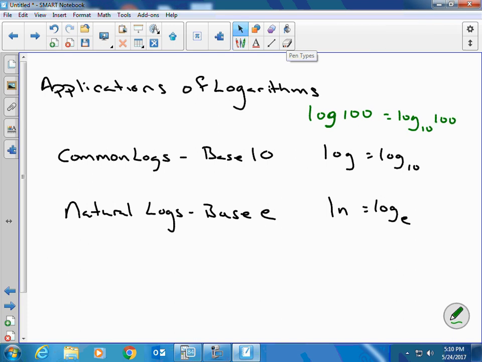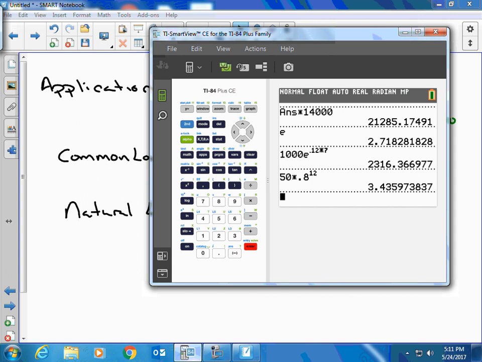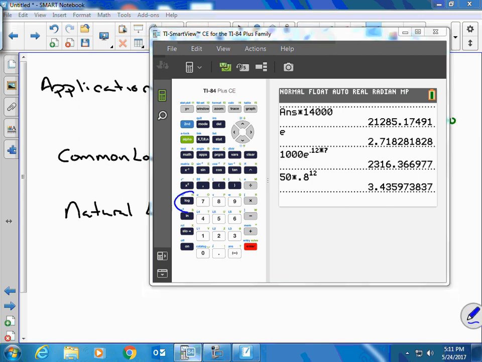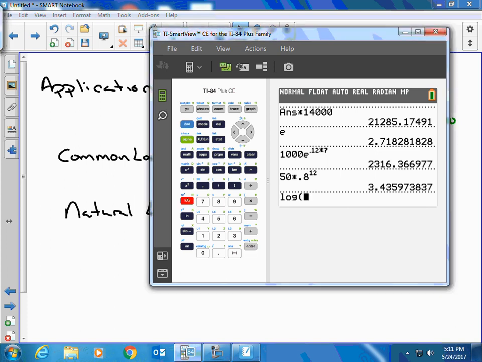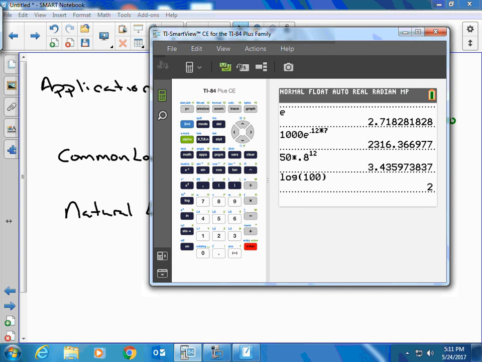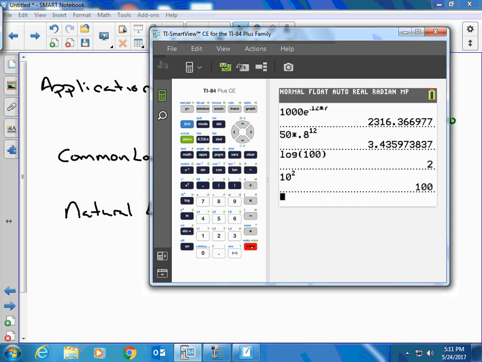Okay, on my calculator, that would be this button over here on the side. Log with no base written is implied base 10. And we know the log of 100 is 2, right? Because 10 raised to the second power is 100. And my calculator does confirm that. The log of 100 is equal to 2. Again, why? Because 10 raised to the second power is 100. The answer to my logarithm is an exponent.